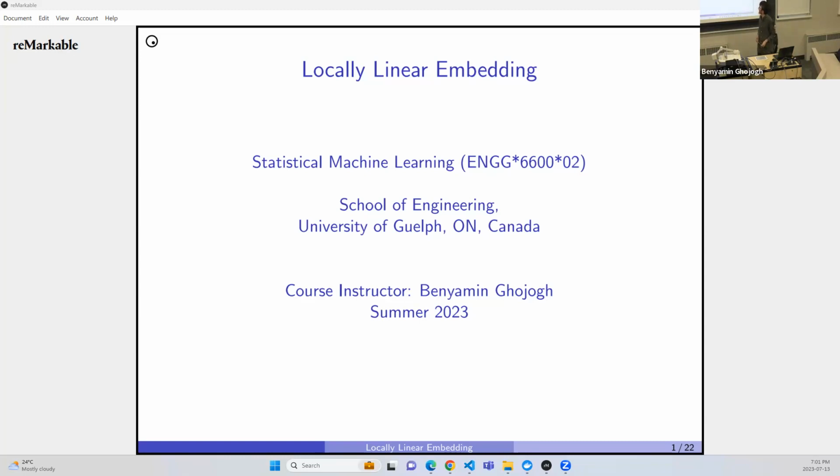So what we've covered so far: last session we talked about MDS, Isomap, and Sammon mapping, and before that we covered PCA, FDA, and these things. So many of the spectral dimensionality reduction algorithms were covered. Now we are going to continue with that approach. Local linear embedding is another spectral dimensionality reduction algorithm.